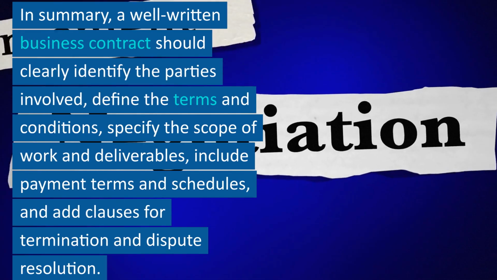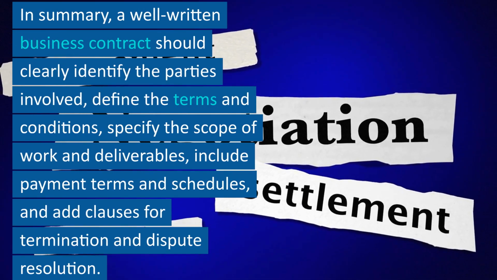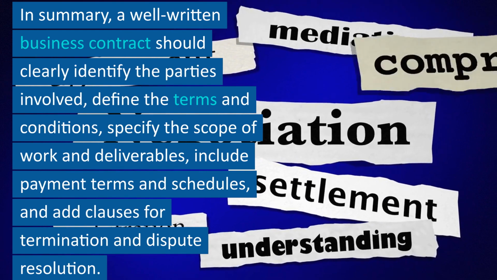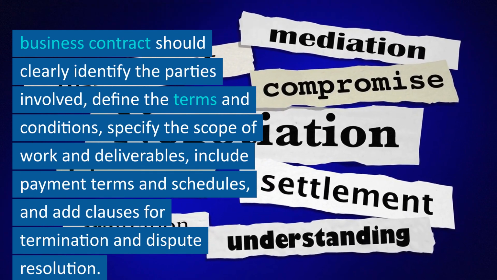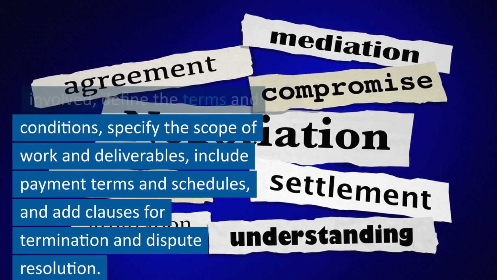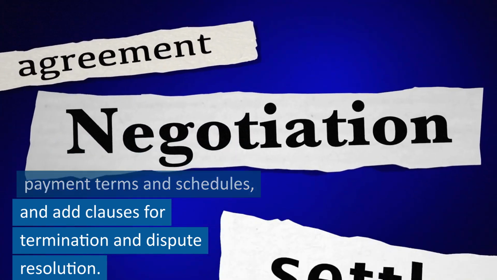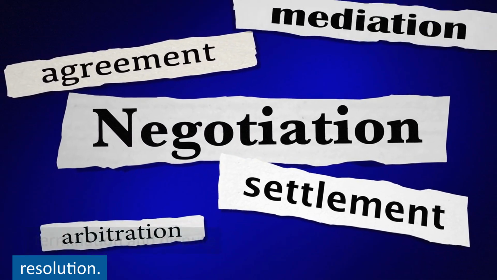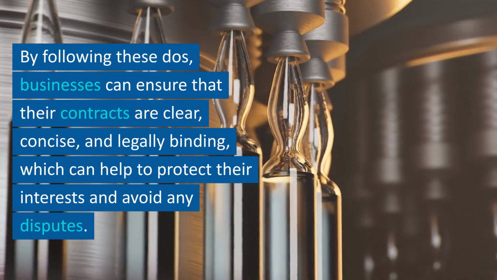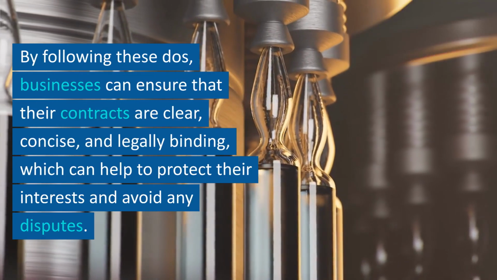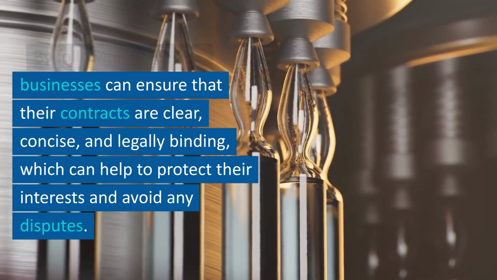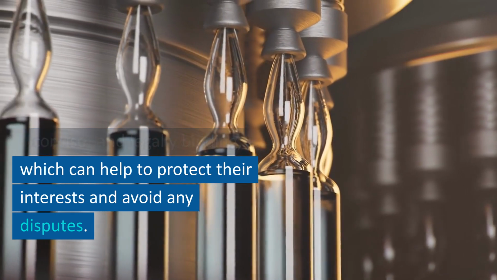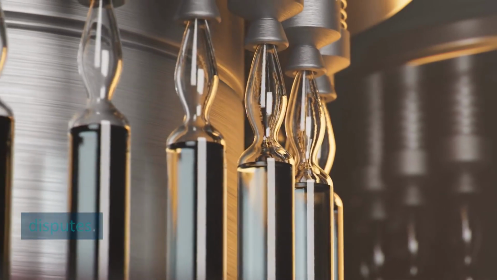In summary, a well-written business contract should clearly identify the parties involved, define the terms and conditions, specify the scope of work and deliverables, include payment terms and schedules, and add clauses for termination and dispute resolution. By following these do's, businesses can ensure that their contracts are clear, concise, and legally binding, which can help to protect their interests and avoid any disputes.